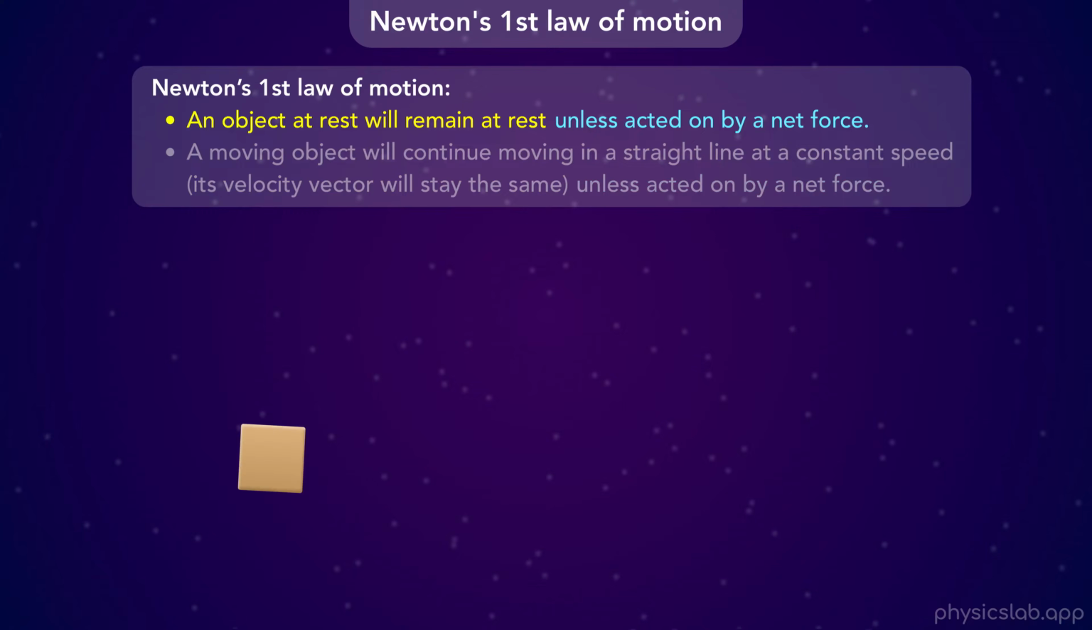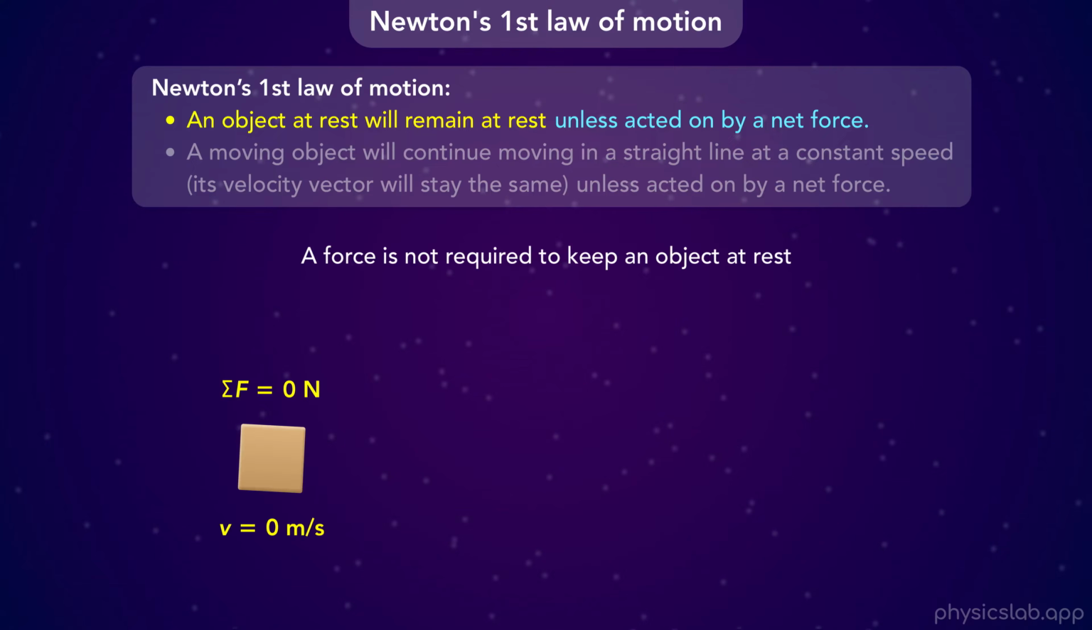So let's say we have a box that is not moving. The box is at rest and it has zero speed. We're assuming that there are no forces acting on the box, which means the net force on the box is zero. According to Newton's first law of motion, this box will remain at rest forever. The only way that it'll start to move is if some net force is applied to it, which we'll get to in a second. But this means that a force is not required to keep an object at rest. Objects remain at rest on their own.